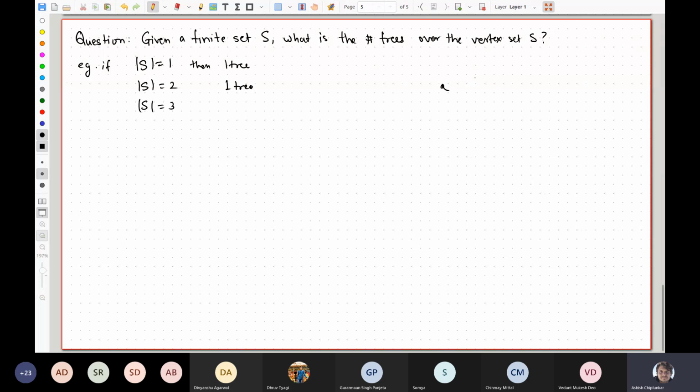Why? Because you have three vertices A, B, C. The tree must really look like a path. There is no choice. And then there are three possibilities for the middle vertex. So you have three. What if the size of S is equal to 4?